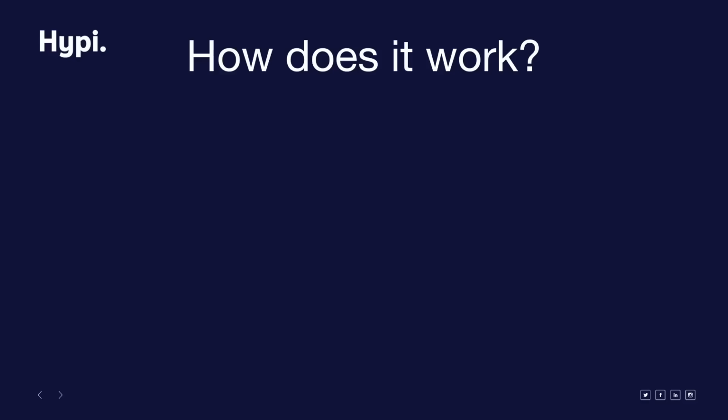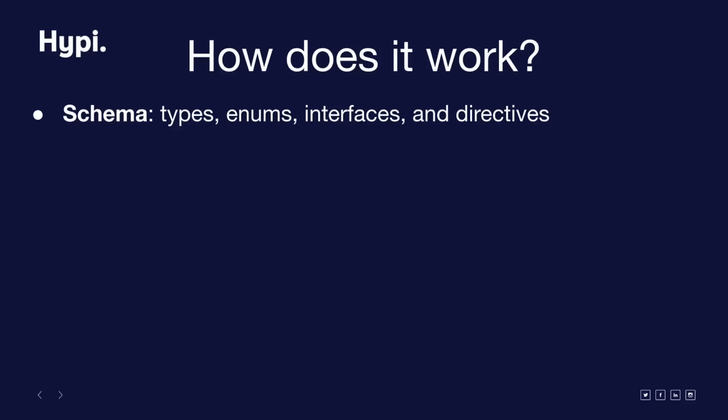In the next couple of slides, I shall break the GraphQL schema down for you. In Hypi, the available schema constructs are types, enums, interfaces, and directives. A type is mapped to a database table by default, but you can map it to anything you want, for example, an external API response or a serverless function.